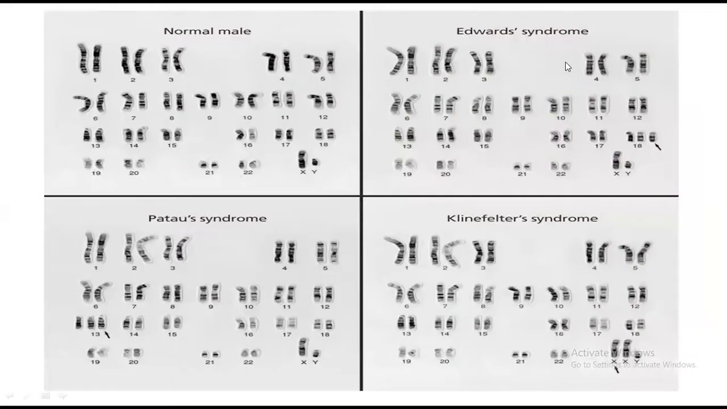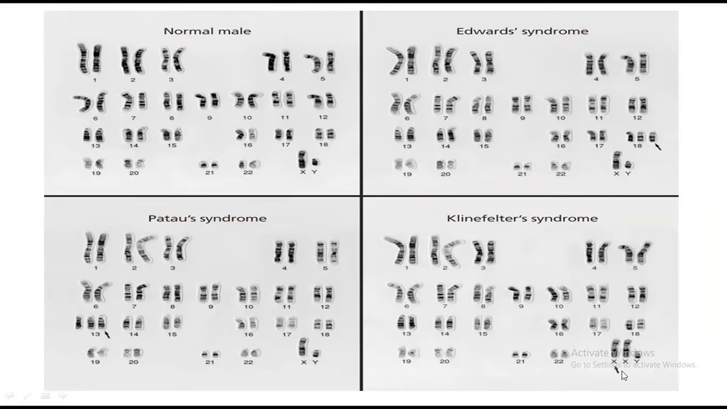Just look here, there are other syndromes, Edwards syndrome. Just look here, chromosome 18 has a duplication, 3 copies. Okay, here comes Patau syndrome, where the 13th pair has 3 chromosomes. Rather, it should be 2 chromosomes. Just look here, but here it is 3 chromosomes. So this is also a syndrome. Klinefelter syndrome.